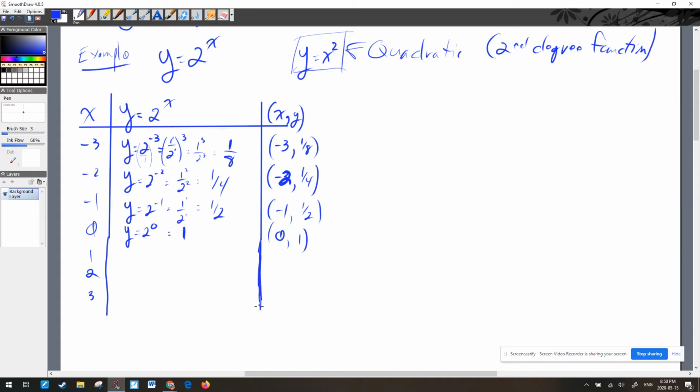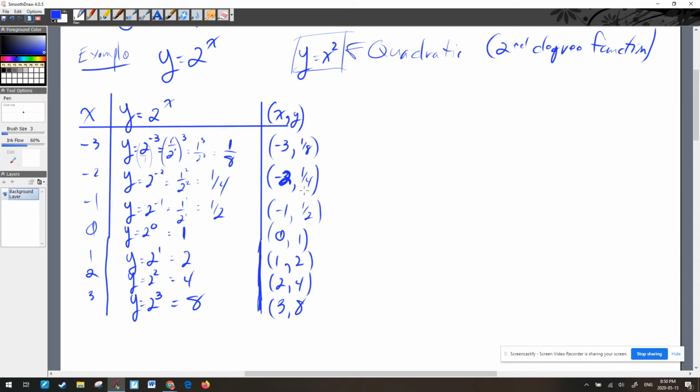On we go. Right, here we are. Then we're going to do y equals 2 to the exponent 1. Well, that's just 2. So that's going to be 1, 2. And then we're going to have y equals 2 to the exponent 2. Well, 2 squared is 4. So this is going to be 2, 4. And then we're going to have y equals 2 cubed. And we're going to get 8. And you're going to see here that we're going to get 3, 8.